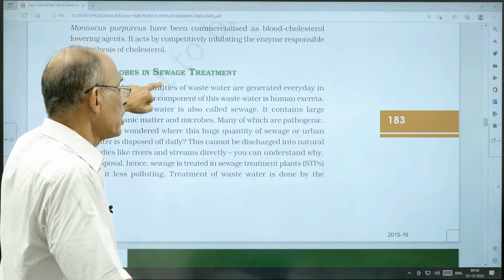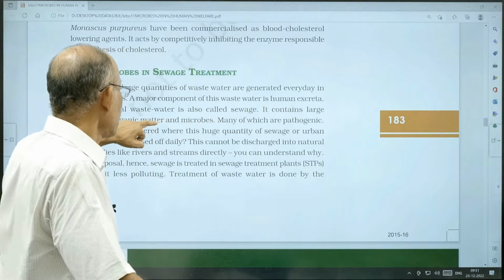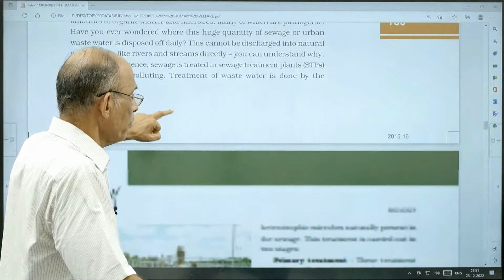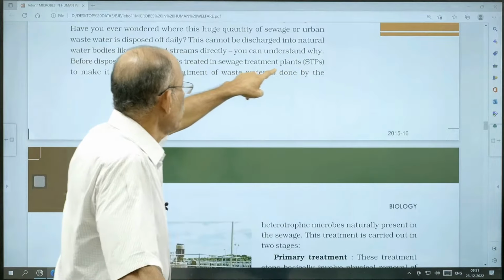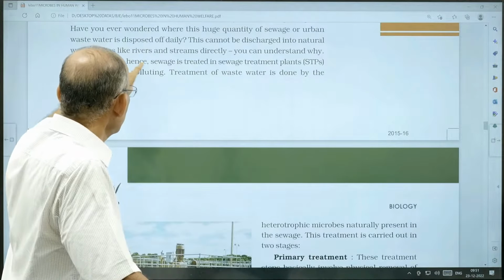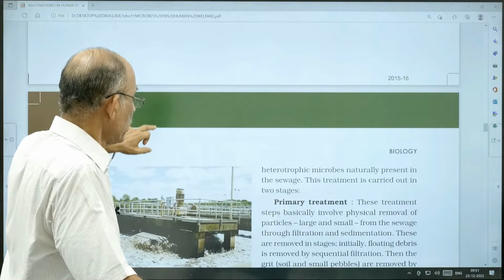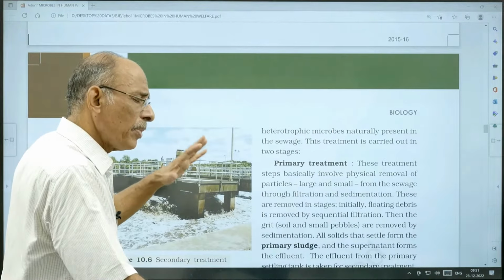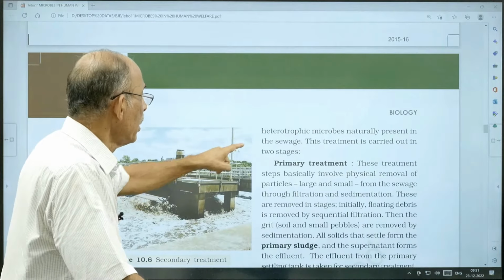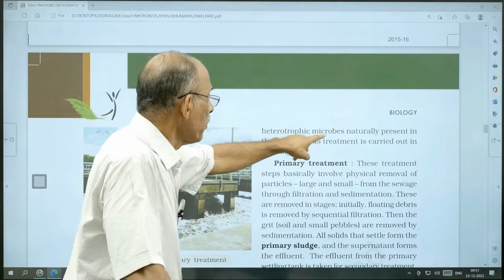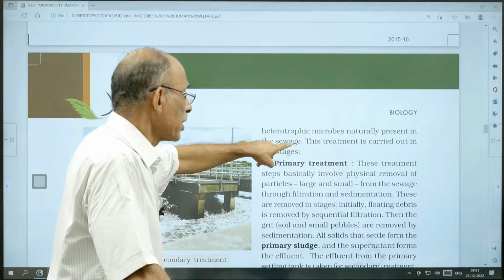Then sewage treatment. What is sewage? Sewage contains wastewater, a lot of human excreta, and a lot of microbes, most of which are pathogenic. The sewage water must be treated through sewage treatment plants to make the water less polluting. And who is actually doing this sewage treatment? We are only giving facilities for sewage water collection, etc. Actually, it is done by heterotrophic microbes naturally present in the sewage.